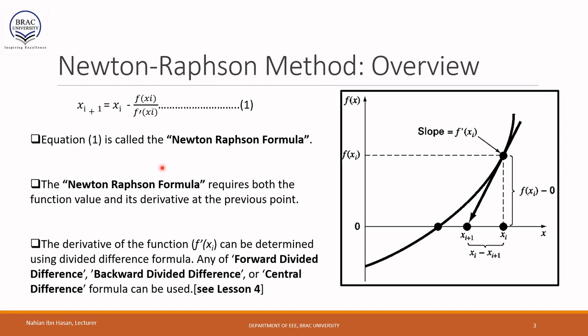If you remember from lesson 4, we used the forward divided difference formula, the backward divided difference formula, and also the central divided difference formula. So using any of these formulas, we can determine the derivative of these functions. Once we determine the derivative of the function, we can use equation 1 to find our next approximation of the root using the Newton-Raphson formula.